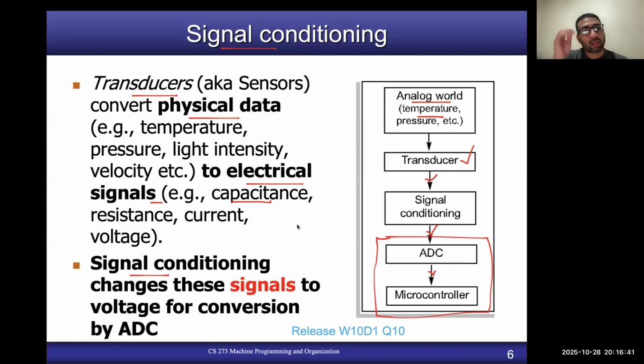Okay, so the correct answer is that signal conditioning converts an electrical signal to voltage. It's interesting, I see about 60% of the participants gave the correct answer, but 47% of the participants selected that signal conditioning converts physical data to an electrical signal. No, that's not correct, right? Because signal conditioning means you are converting an electrical signal to the voltage form, right?